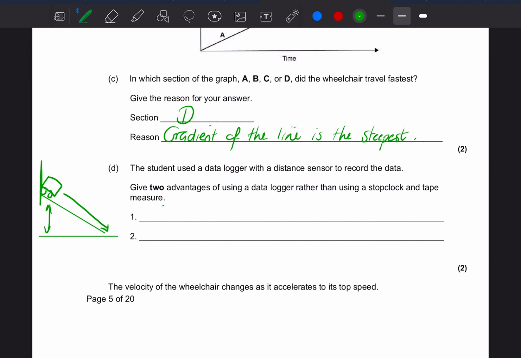The way to do that more accurately, though, is to use what we call a data logger. A data logger is where you've got something at position A and you've got something at position B. These are called light gates. When an object goes through light gate A, which we'll represent with this beam, it breaks that beam, so it tells the computer to start recording the time. And when it goes through B, it breaks that beam again and tells the computer to stop recording the time. So you get a very, very accurate timing.